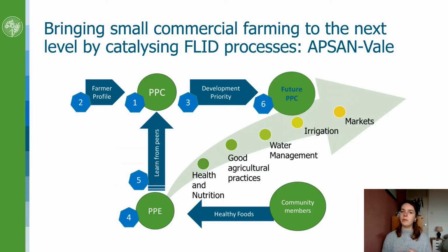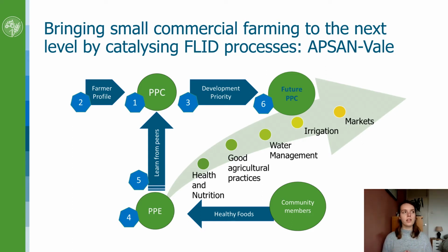The project that we've performed the gender analysis for is called Absanfale, and it is located in rural Mozambique, more specifically in the provinces of Tete, Sofala and Manica. The project is fully focused on bringing small commercial farming to the next level, mostly by catalyzing FLIT processes. And FLIT here stands for Farmer-Led Irrigation Development. FLIT is widespread throughout Mozambique, and it is characterized by farmers who take the lead in their own development processes.